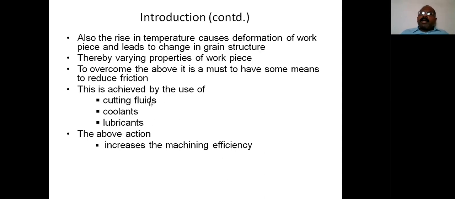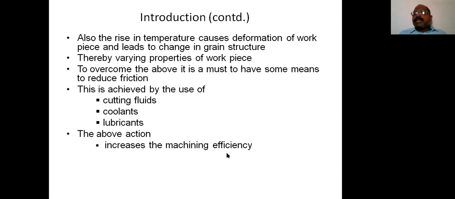Without using this, what happens? The time required to produce a particular job is 30 minutes. Whenever lubricant or cutting fluid is not applied, the cutting tool moves slowly. Whereas if the cutting fluid and coolant are applied in the proper way, the chip is removed fast. Whenever the chip is removed fast, the tool moves over the job with increased speed, and within less time the job is completed. So machining efficiency increases.